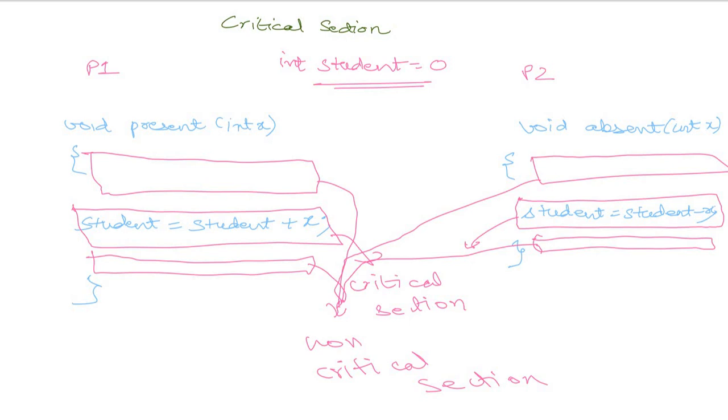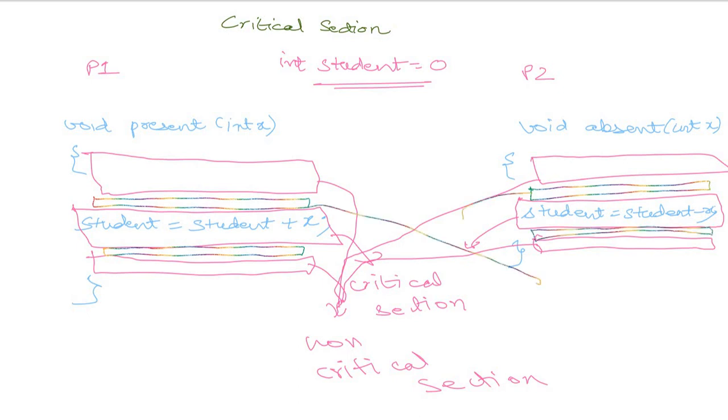Now to prevent race condition, we implement various logics so that we don't get this race condition. Those logics are implemented just before and after the critical section. So what are these sections known as? The one that is before the critical section is known as the entry section, and the one that is after the critical section is known as the exit section.